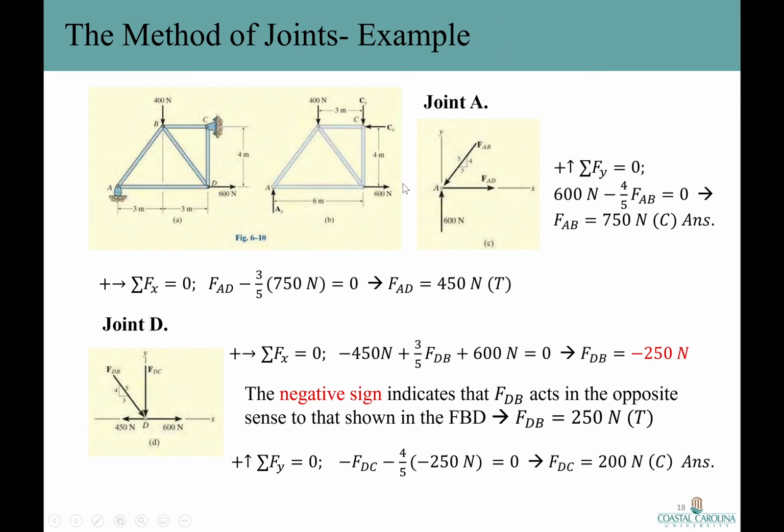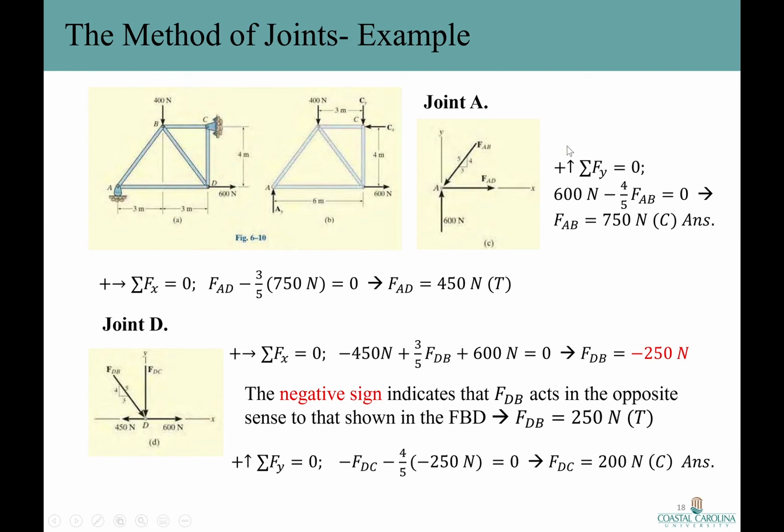Here is the free body diagram of joint A. Here is their reaction support and F sub AB and F sub AD. Again, if you're not comfortable with the sense that we selected here, you can use the assumption method and do the calculation, do the math. At the end, if the result is positive, then your assumption for the sense, I mean the member being compression or tension, is correct. Otherwise, you should do it reversely, okay?